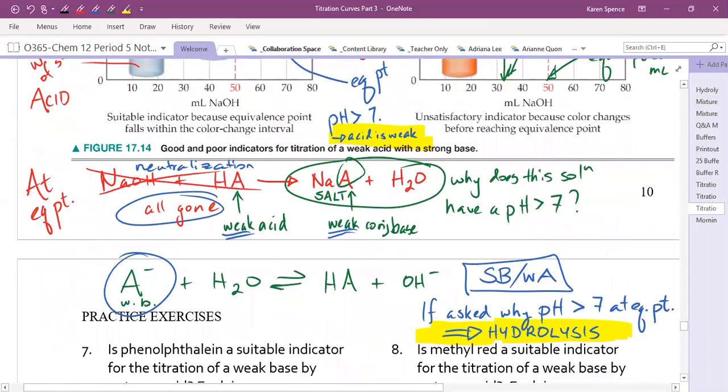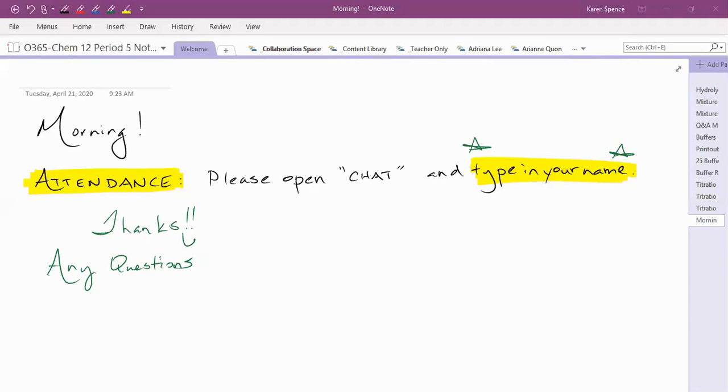And that is basically it for the unit. We're done the unit, which is acid base part 2.